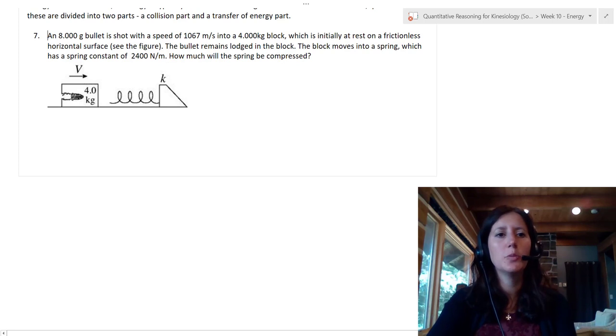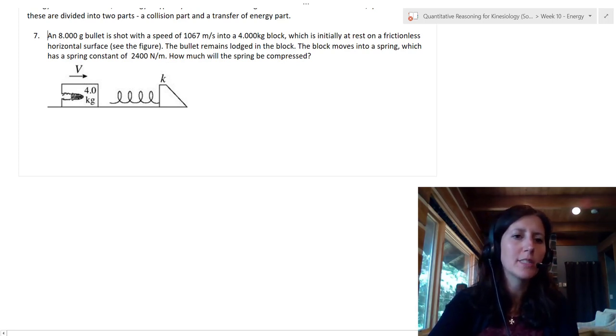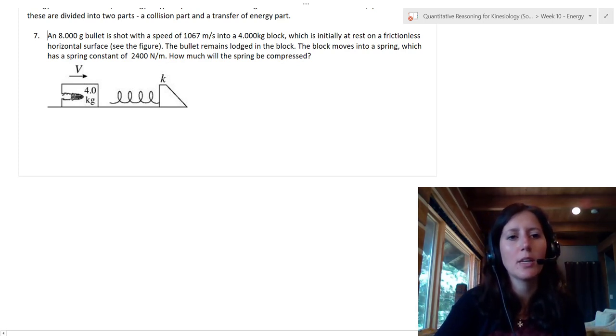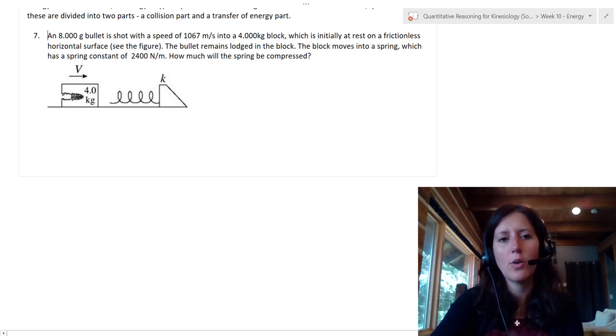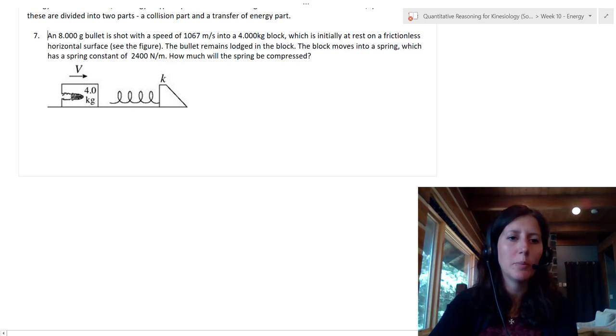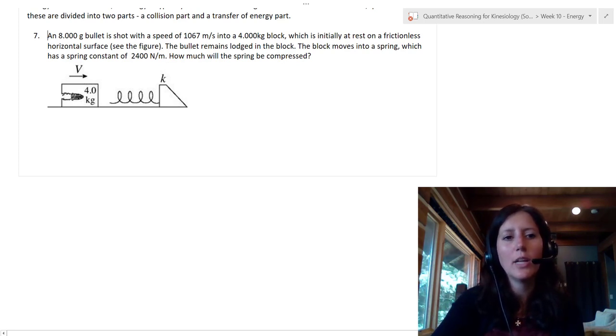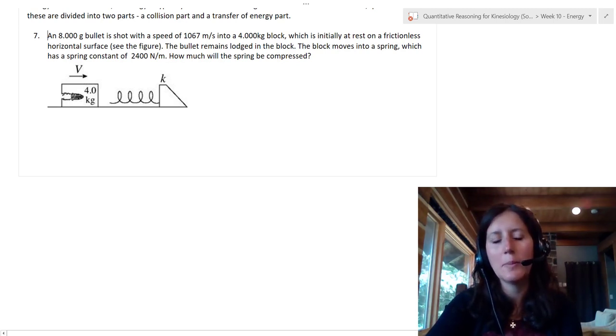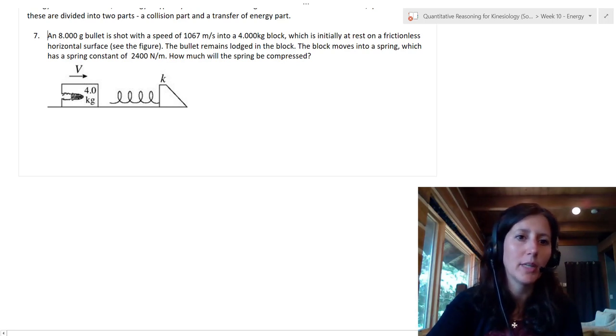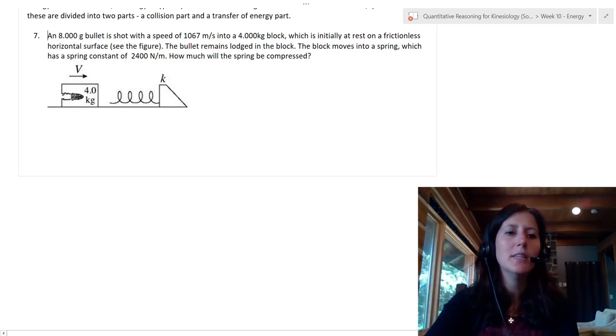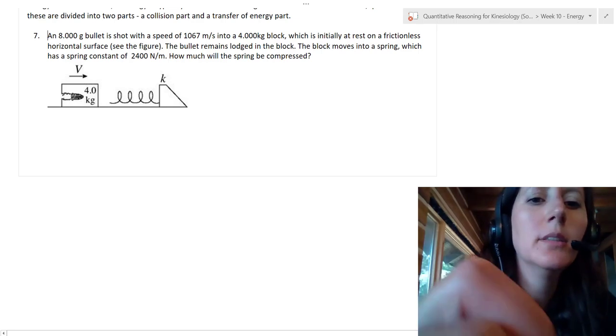Okay, so this is a 2-part question. The first part we're dealing with just the bullet and the block colliding into each other, and we want to find out how fast they're going to go after the collision. Once we know how fast they're going, we can move on to part 2, which is the energy part, where we can say the total energy of that bullet block system, which is moving, is equal to the energy after it's impacted that spring and compressed it. Okay, so let's start with part 1.